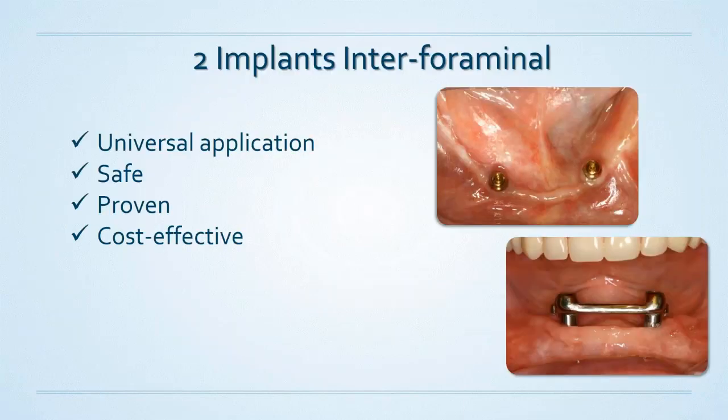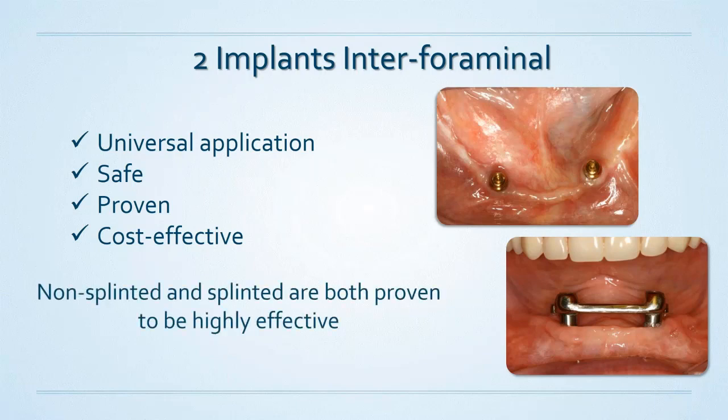So looking at our overdenture prosthetics and our overdenture philosophies, many of us are very familiar with this type of treatment modality. The 2-implant overdenture, anterior mandible, somewhere between the mental foramina or interforaminal space as we call it. It's universal, it's been around for a long time, it's proven, it's very safe. There's not a lot of nerve structure and blood vessels that concern us as much as, say, in the posterior mandible. And it's also quite cost effective.